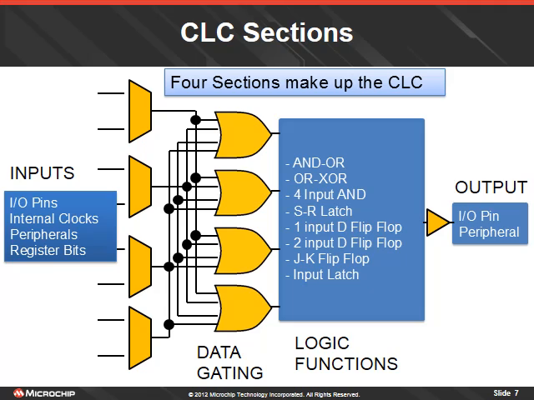The Configurable Logic Cell has 4 main sections: inputs, data gating, logic functions, and output. Inputs can come from 16 different sources. These 16 inputs are multiplexed down to 4 signals that feed the data gating section. The logic functions include 8 prearranged logical options. All this gets sorted down to one logical output. That output is then sent to an I/O pin, another CLC, or can trigger an interrupt.